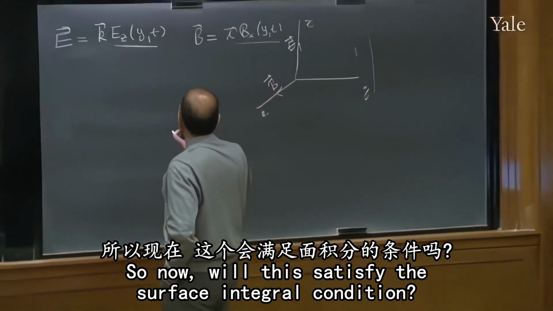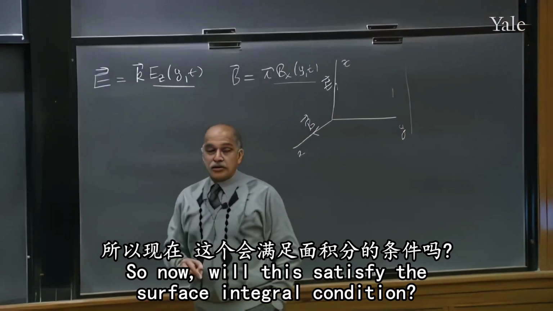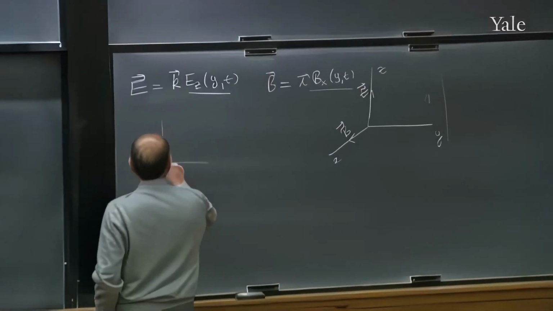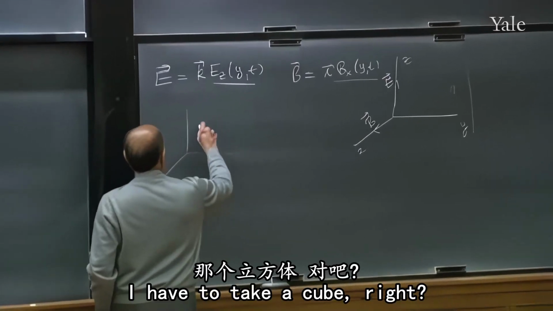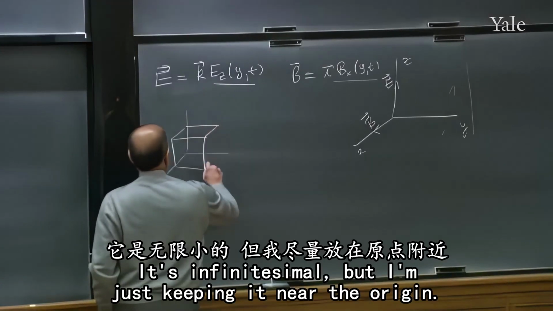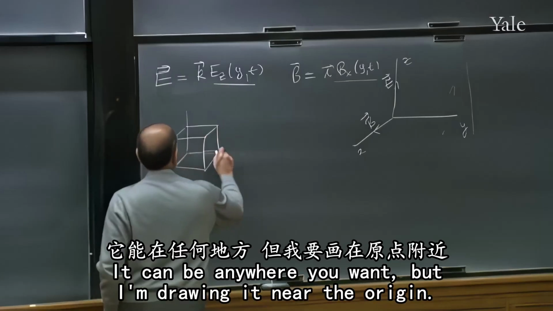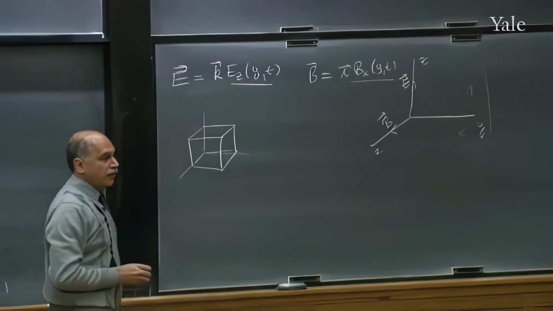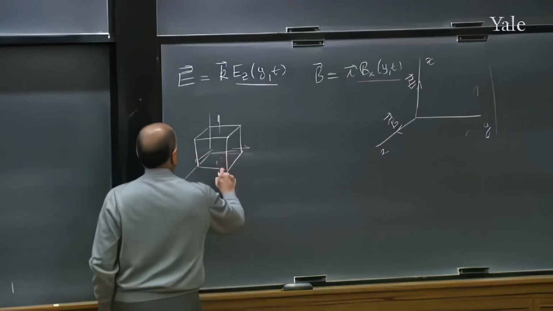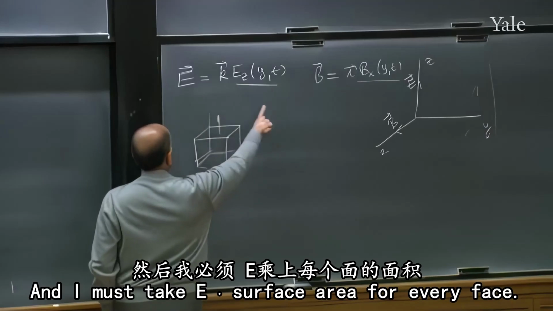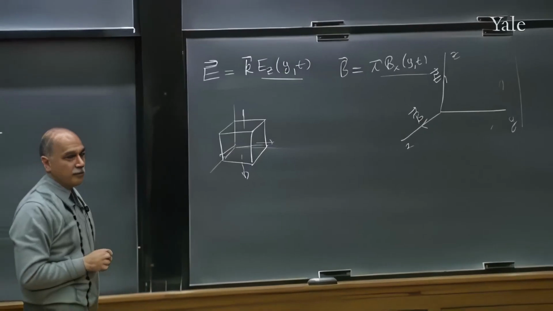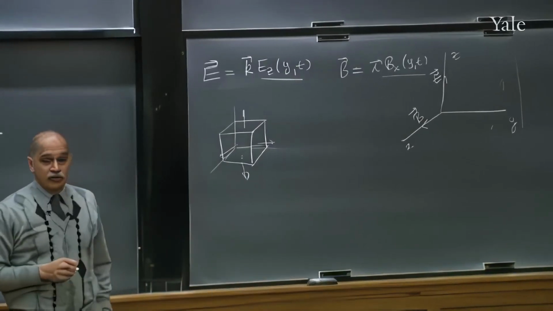Okay, so now, will this satisfy the surface integral condition? Let's check that. So what do I need to do for that? I have to take a cube, right? Let me take the cube. It's infinitesimal, but I'm just keeping it near the origin. It can be anywhere you want, but I'm drawing it near the origin. It's a surface, and it's got these outward going normals. And I must take E dot surface area for every face. And I've got to get 0. That's a condition.